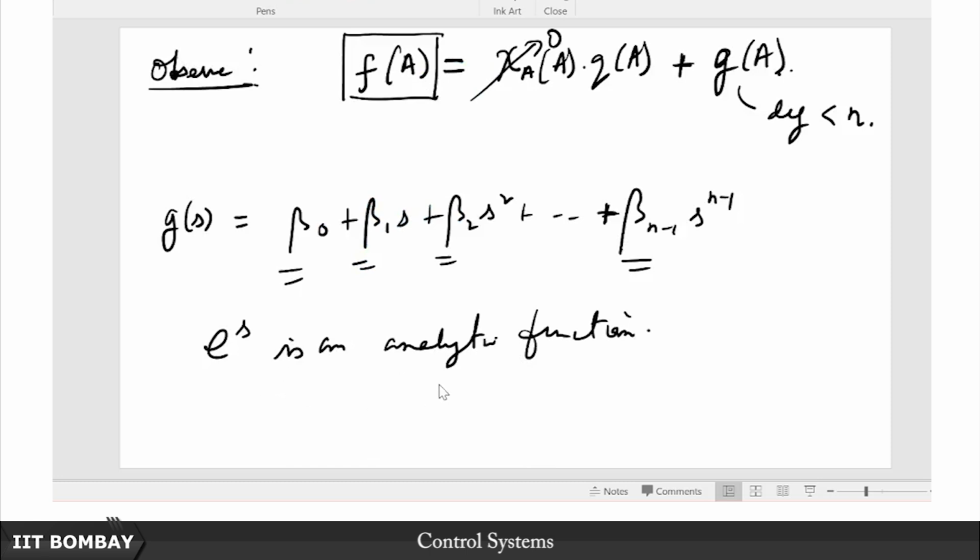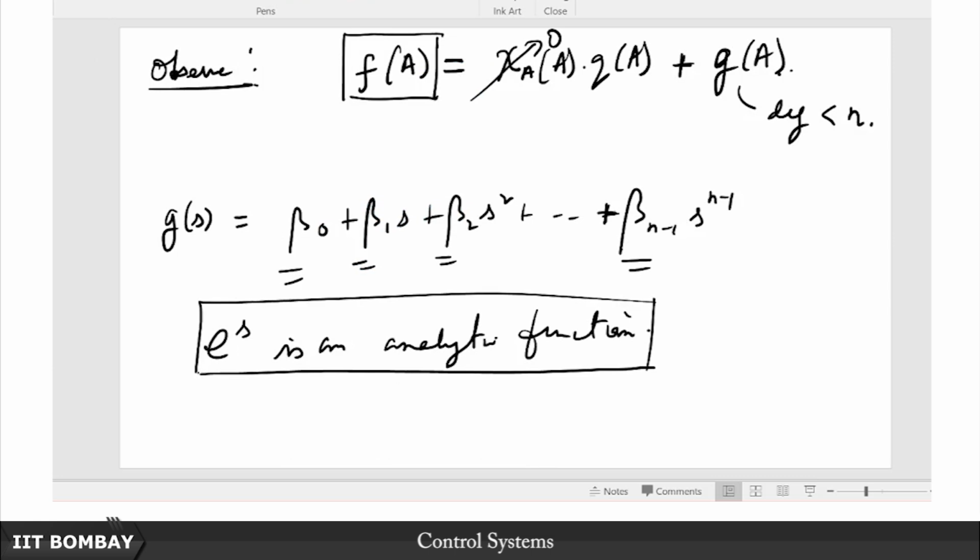Now we know that e to the s is an analytic function. Again, if you want to check this, verify. Go back to your classes on complex analysis and check what is the condition to verify analyticity of a function, and then verify that indeed the exponential function is analytic. So take this as an exercise. Not an exercise particularly pertinent to the control theory course, but still you should try to convince yourself maybe.